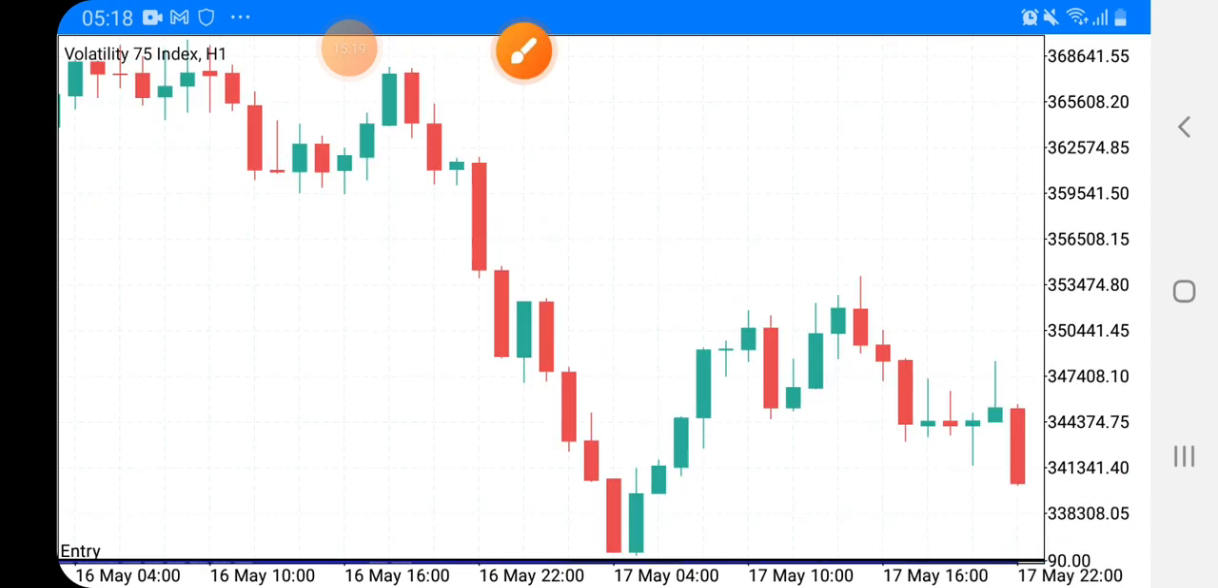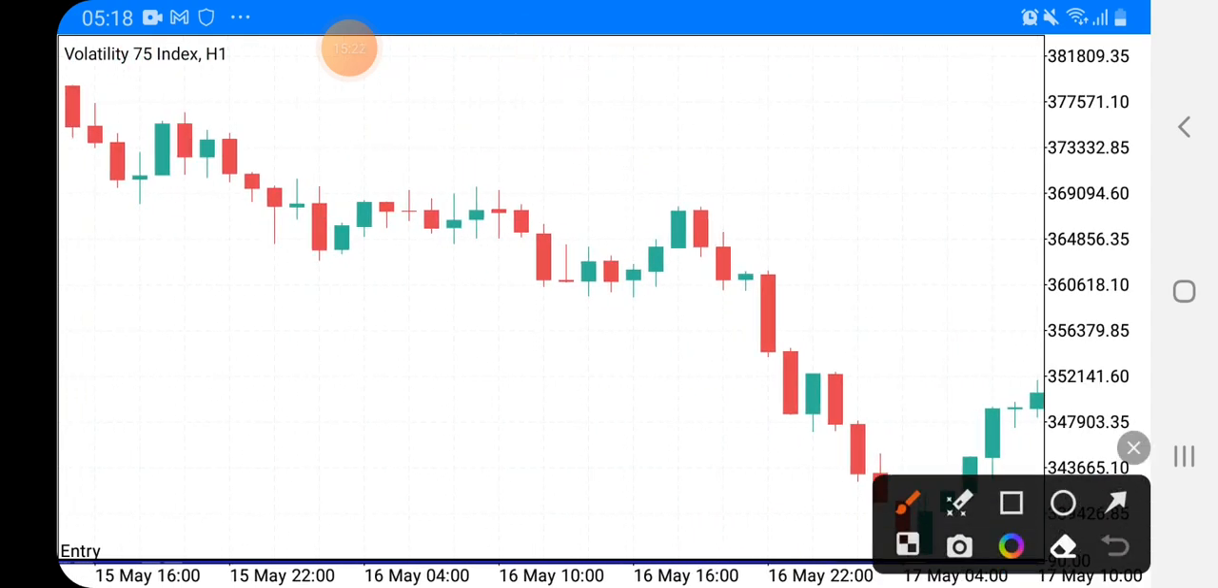So if you zoom in from here, you can see we had a pattern right here. One, you have confirmed the trend. Second, you look for entry. This is a bearish engulfing, right?